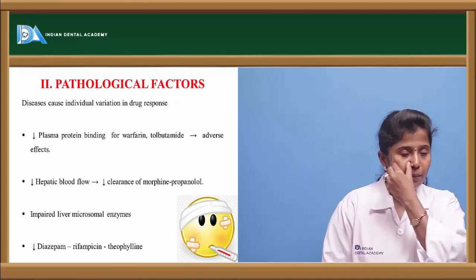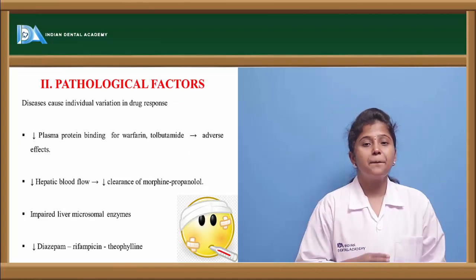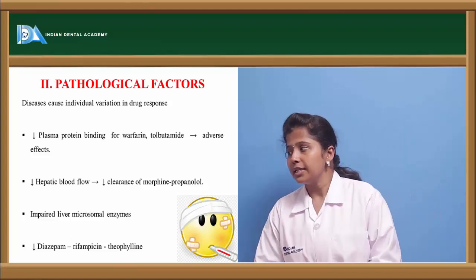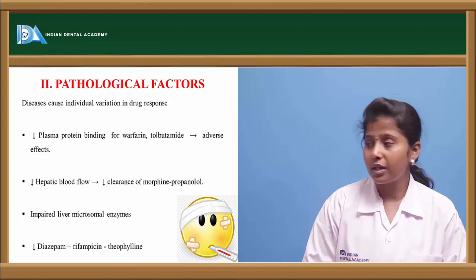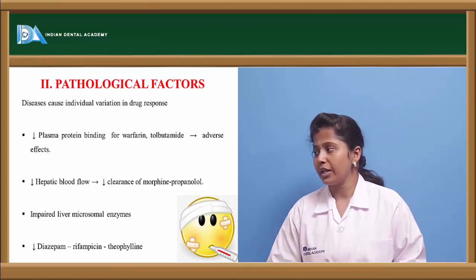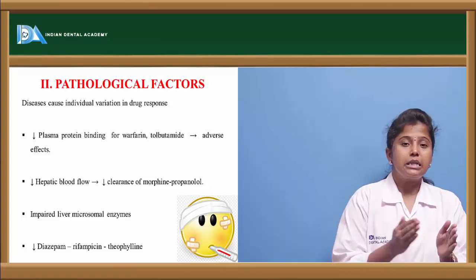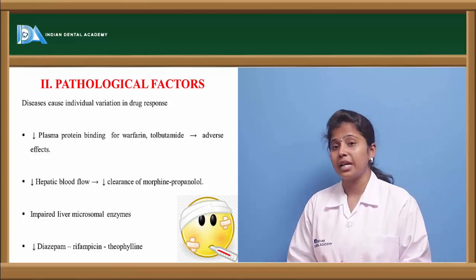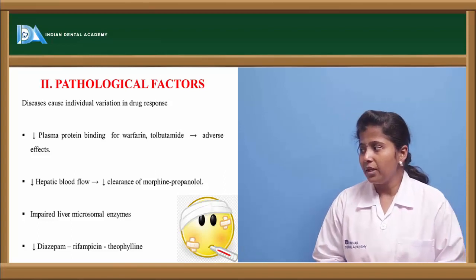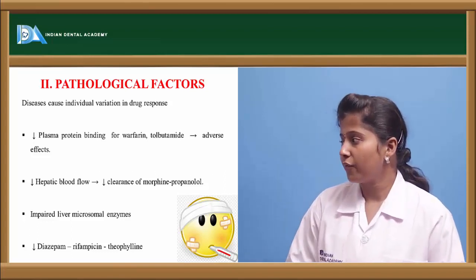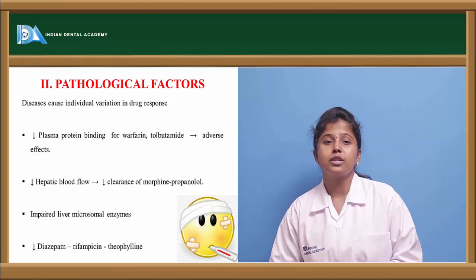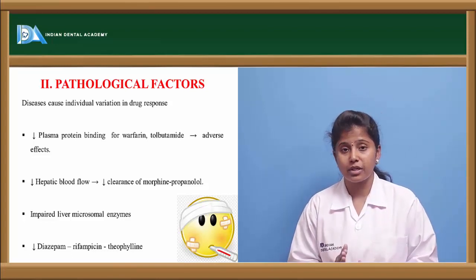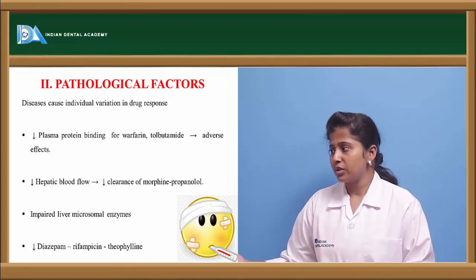Now let us see the pathological changes. What are the pathological changes which affect the drug response? Here the disease causes individual variations in the drug response. If we are having any disease, then that disease is also affecting the drug response. For example, if we take drugs like warfarin and tolbutamide, and there is decreased plasma binding for these drugs, then that will lead to severe adverse drug reactions.